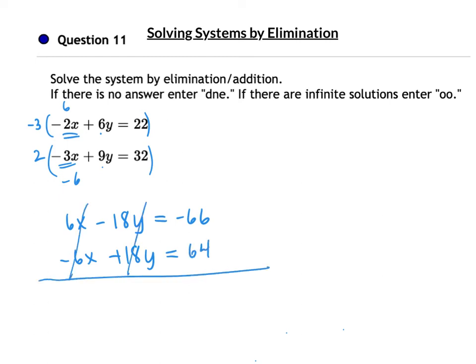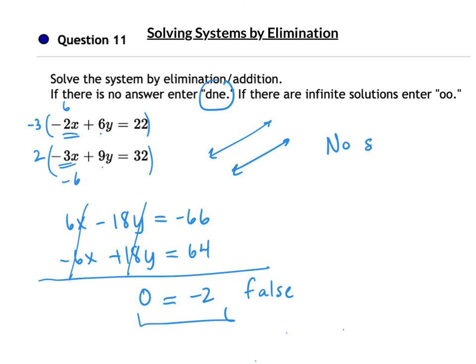This becomes 0, this becomes 0, that's 0 equals, when I add here, I get negative 2. This is a false statement. That's a clue. This isn't like the last question where they're the same exact line. This is the case where the two lines are parallel if you graph them. The two lines would have the same slope, but a different intercept. So when you get that false statement, there's no solution. No solution is the answer. In WAMAP, we put DNE for does not exist. There is no solution.